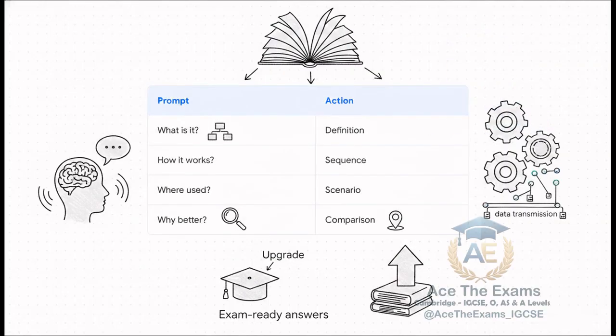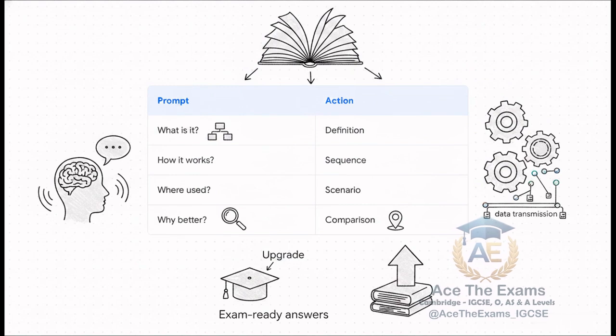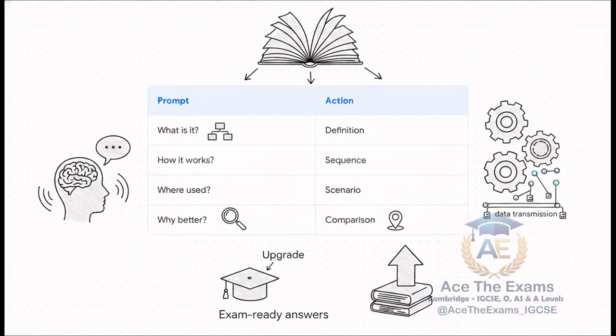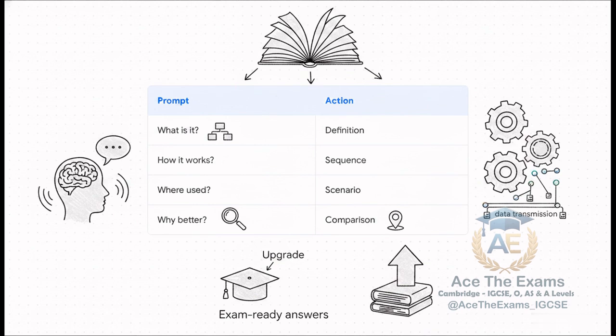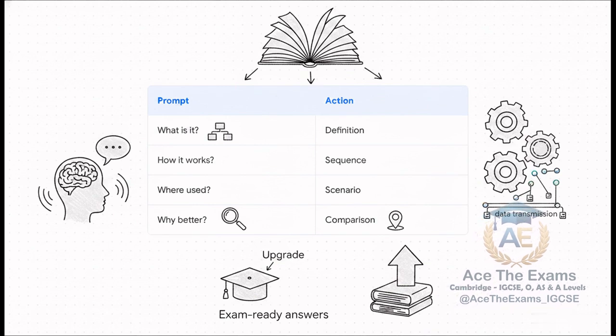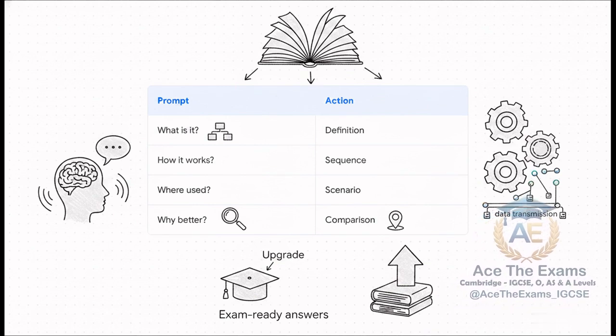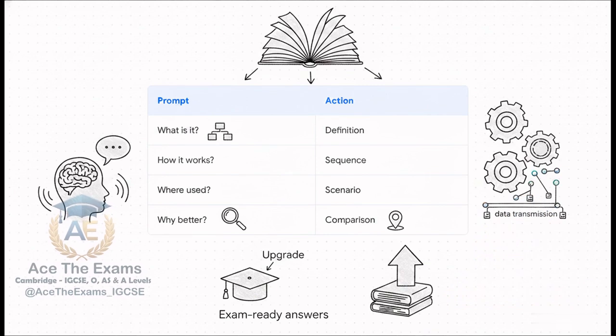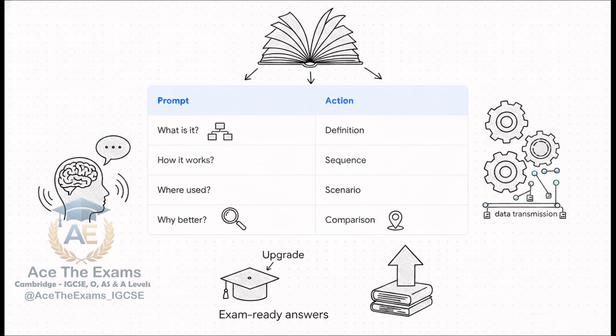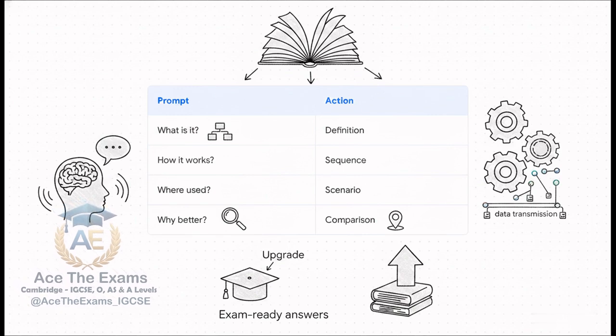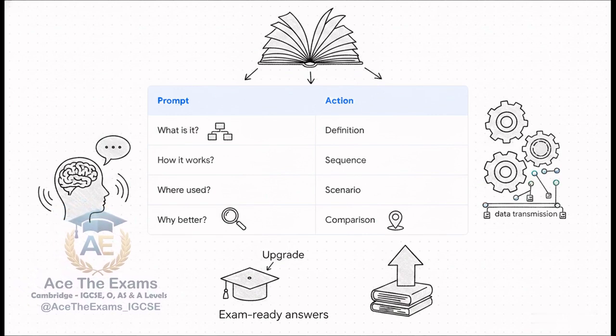All right, let's dive into this framework. We call it the 4-prompt memory matrix, and it really acts as a secret weapon. For literally any of these concepts, you map them out across these 4 prompts. What is it? How does it work? Where is it used? And why is it better or worse than the alternative? If you answer these 4 prompts aloud, you instantly upgrade isolated facts into comprehensive, exam-ready answers.